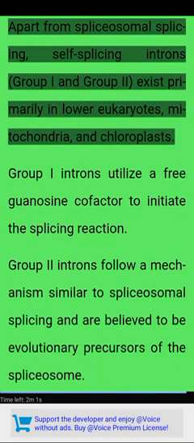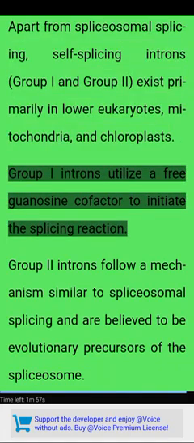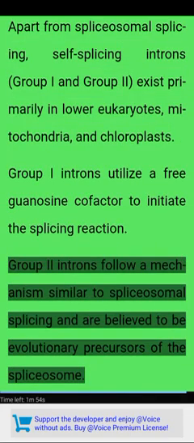Apart from spliceosomal splicing, self-splicing introns, group 1 and group 2, exist primarily in lower eukaryotes, mitochondria, and chloroplasts. Group 1 introns utilize a free guanosine cofactor to initiate the splicing reaction. Group 2 introns follow a mechanism similar to spliceosomal splicing and are believed to be evolutionary precursors of the spliceosome.